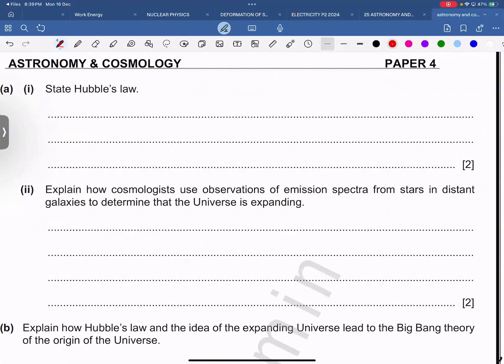Hubble's law, my dear, you already know. What is Hubble's law? The speed of recession of a galaxy is directly proportional to its distance from Earth.